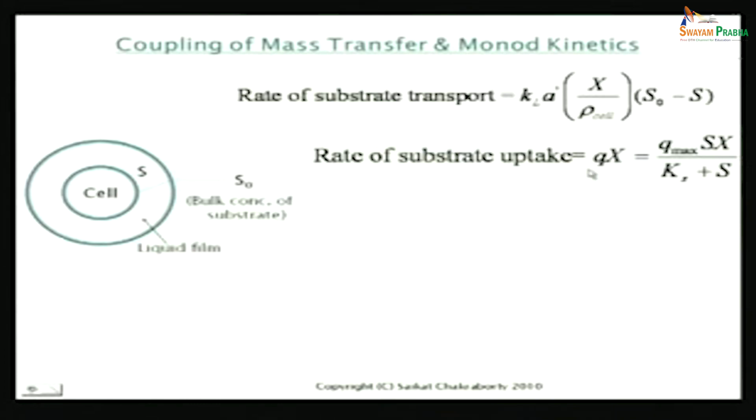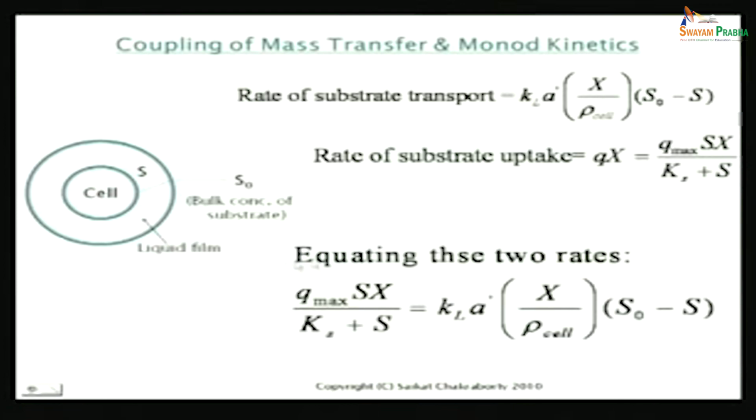I use Q here instead of mu, and I'll come to the reason in a moment. You'll see why I use that. But it's exactly the same thing. Q is the growth rate per unit weight of the cell, times the amount of cell again, because the more cell there is, the more the growth. It is linearly dependent on cell. So Q is given as Q max S over Ks plus S, the Monod growth model, times X. At steady state, these two should balance each other.